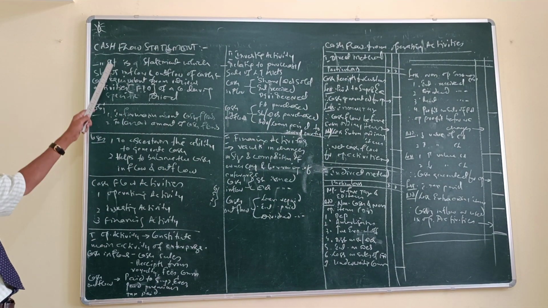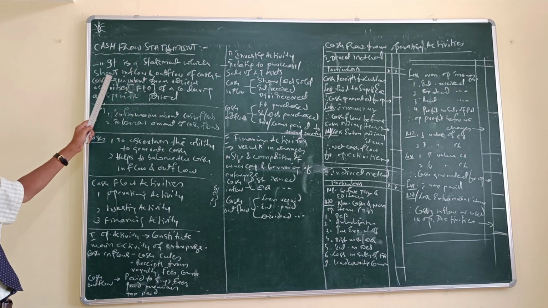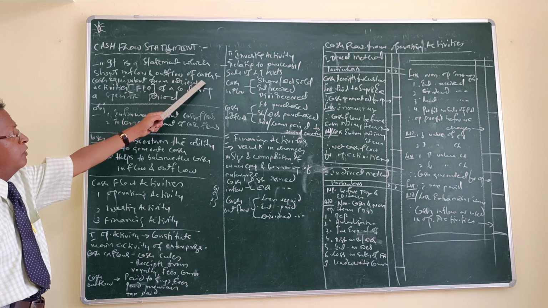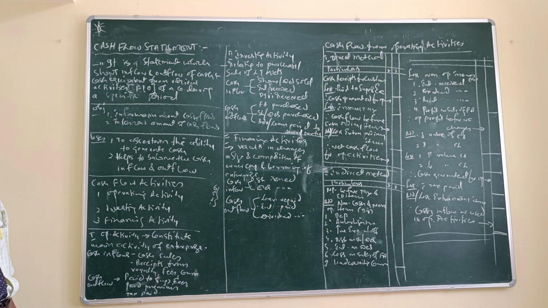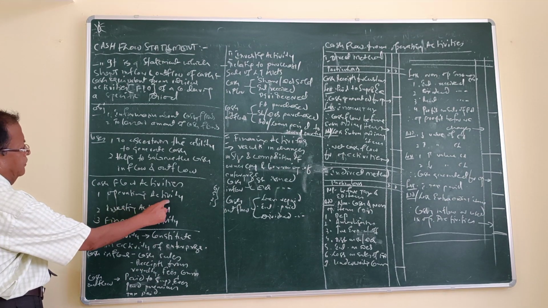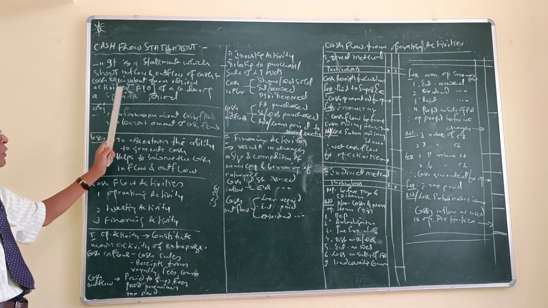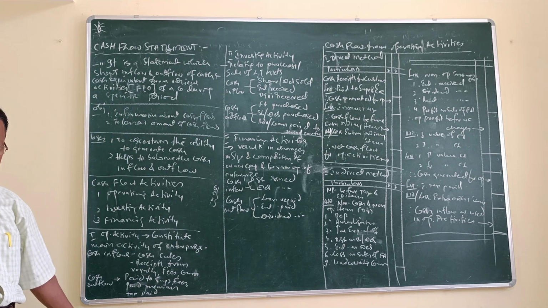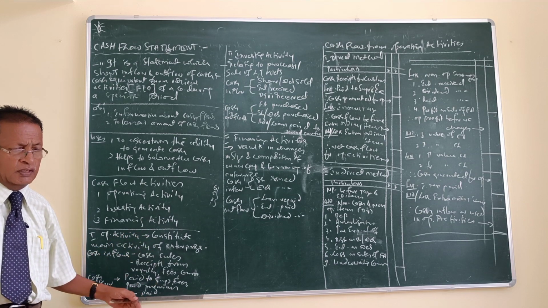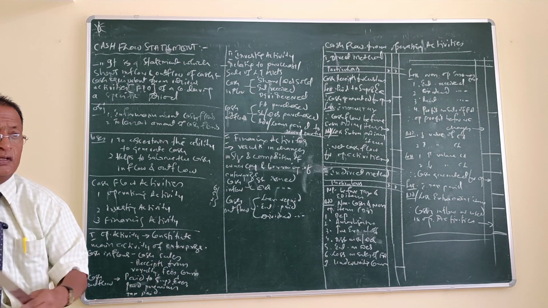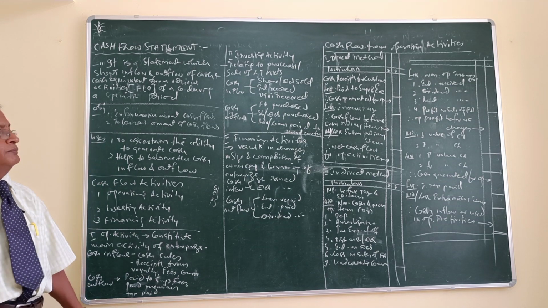First, let us see what is a cash flow statement. It is a statement which shows inflow and outflow of cash and cash equivalent from various activities, which are called operating activity, investing activity, or financing activity of a company during a specific period. In short, how cash comes into the business and how cash goes out of the business is found out by preparation of the cash flow statement.